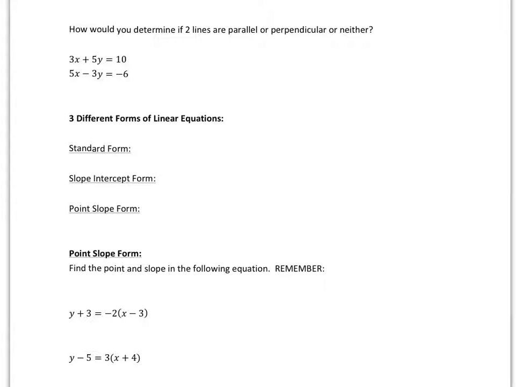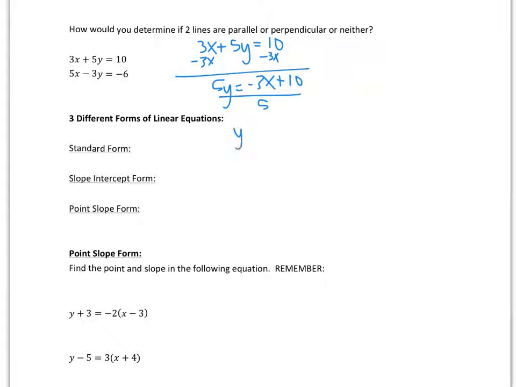So let's rewrite this first equation into slope-intercept form. I want to get y by itself, so I'll subtract 3x. And then I'll divide by 5. So I get y equals -3/5 x plus 2.